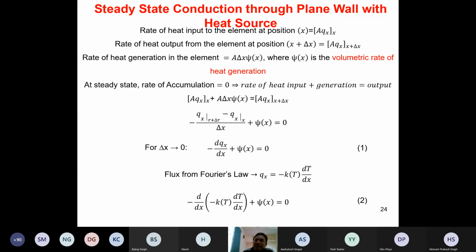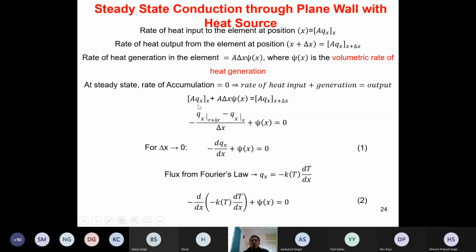But we will simplify this case later. Again, at steady state, there is no accumulation term, so the accumulation term is 0. So what we can write here, the balance is going to be rate of heat input to the element plus heat generation, and that should be equal to rate of heat output from the element.